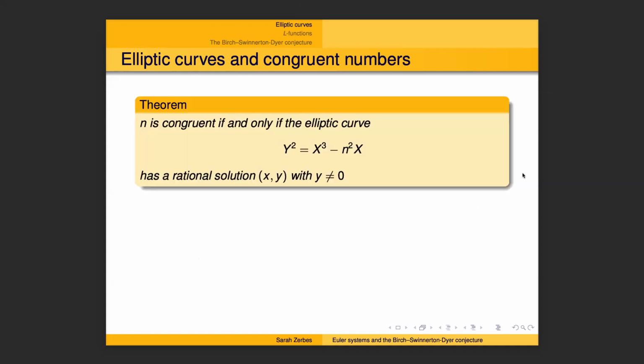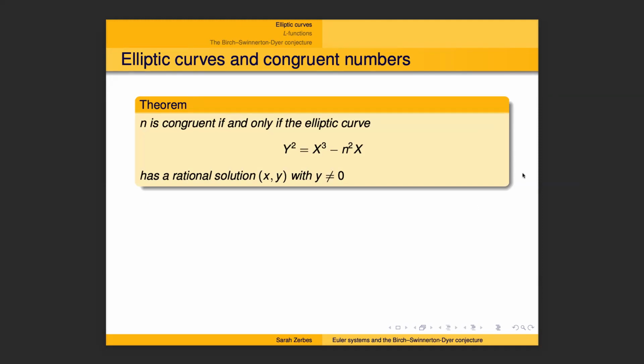A positive integer n is congruent if and only if the elliptic curve y squared equals x cubed minus n squared x has a rational solution, so a pair of rational numbers x, y which satisfy the equation with y not equal to 0. We observe, of course, that if y is equal to 0, it's clear what the values of x are: plus or minus n, or equal to 0.